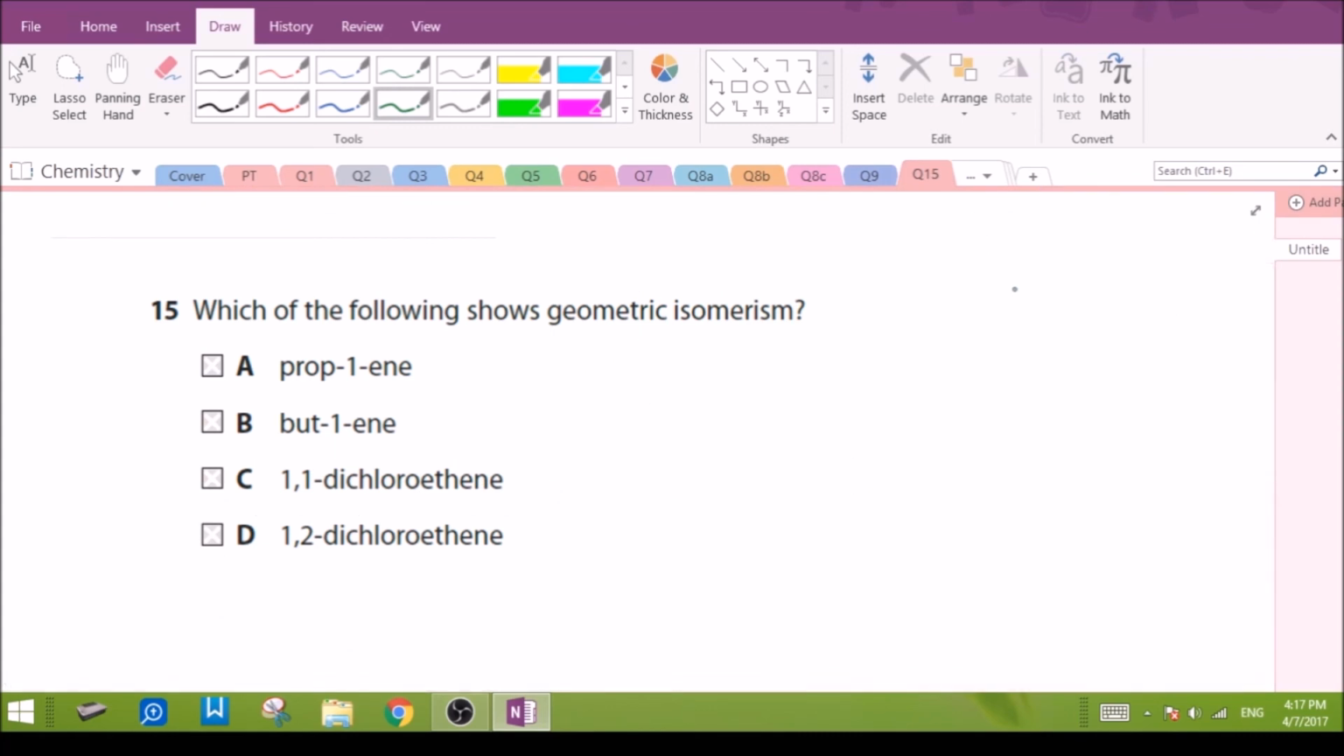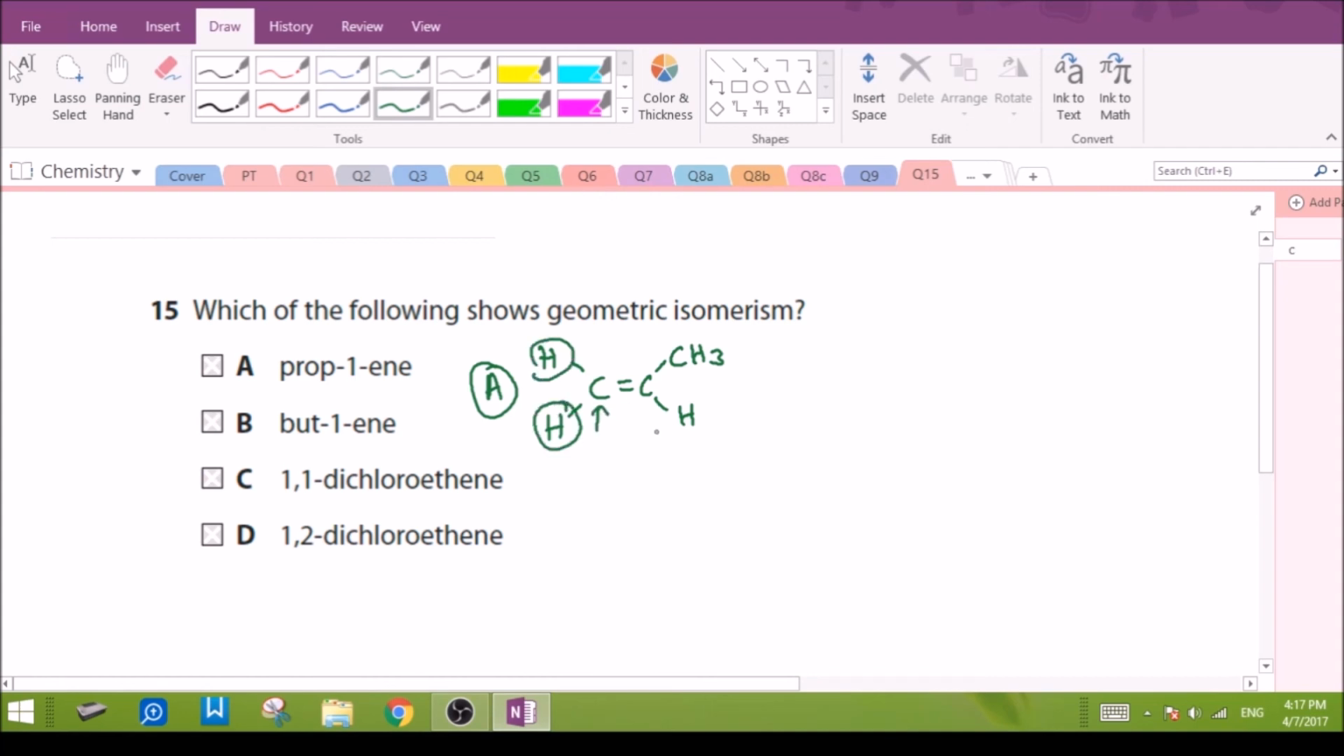Which of the following shows geometric isomerism? We can do a quick sketch of the 4 options here. Propene: 3 carbons, a double bond. Propene cannot have geometrical isomers because this carbon has 2 of the same groups attached to it, so there will be no geometric isomers for propene.